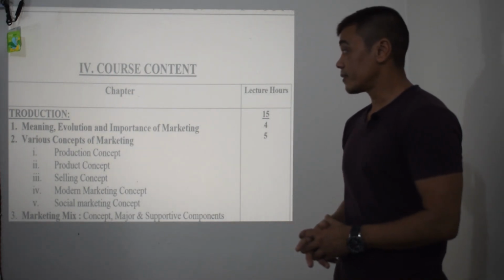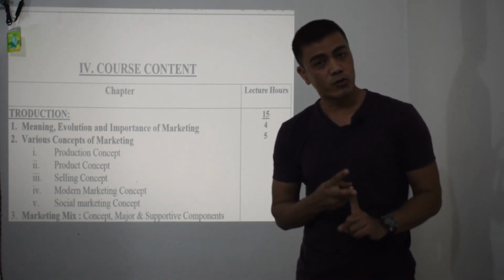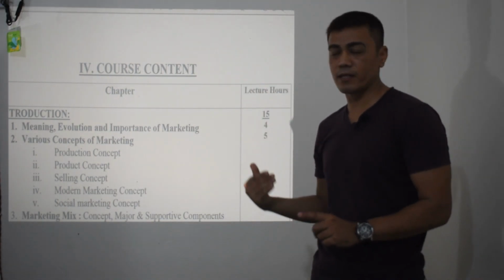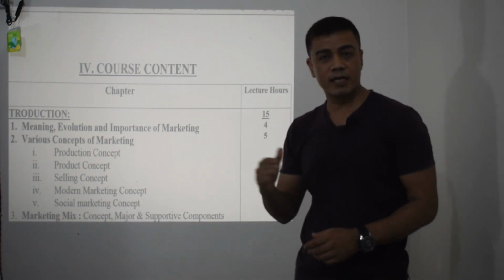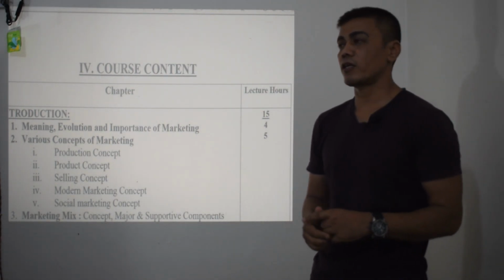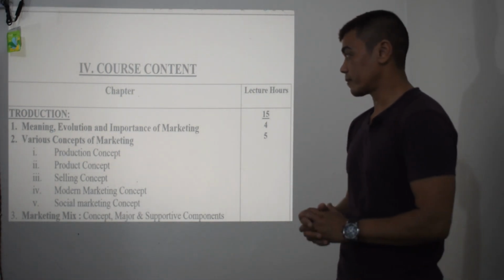First of all, marketing, its meaning you need to know, and the evolution of marketing, probably you know from where it started. It has 6-7 stages. And why marketing is important: importance to the consumer, importance to the firm, and importance to the society. That you need to learn.